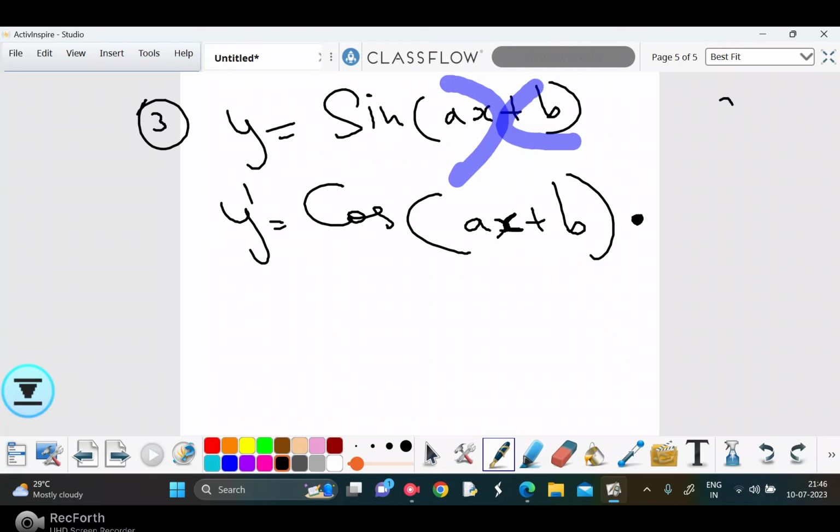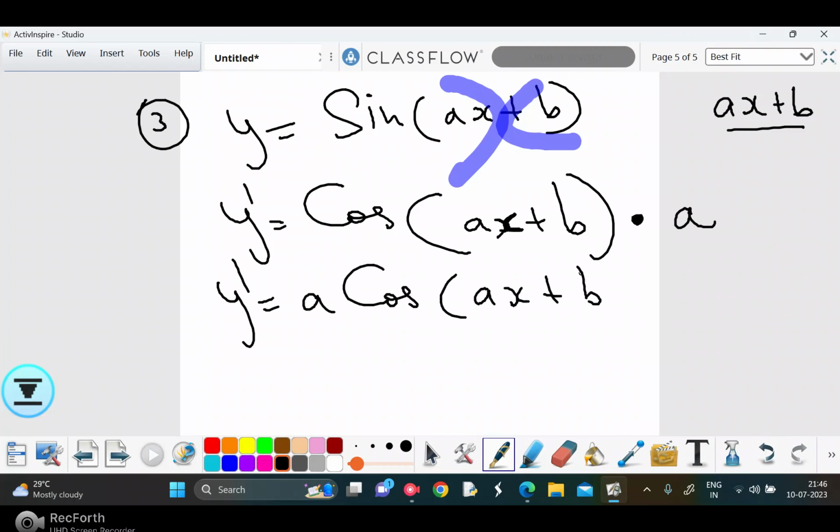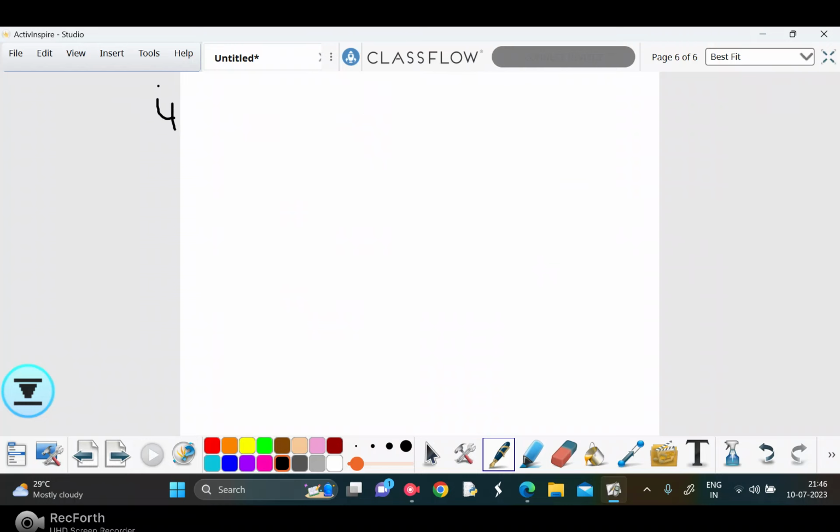So put into ax plus b differentiation. What is the differentiation of ax plus b? I told you x differentiation is 1, so it is a, and plus b is a constant, b differentiation is 0. So no need to write plus 0. Leave it like this and I'll bring a in the front: a into cos of ax plus b.